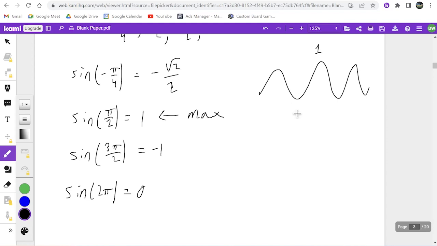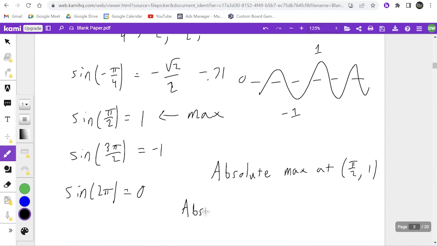Sine, remember, just always goes up and down and up and down between a positive 1 at its maximum and a negative 1 at its minimum. And in the middle is just 0. So negative 1 is the smallest value it can be. Negative root 2 over 2 is a decimal. It's like negative 0.71. And obviously you can plug that in a calculator if you are really curious. But now we've got our min and max. I'm going to say an absolute max at pi over 2 comma 1. And then we have an absolute minimum at 3 pi over 2 comma negative 1.